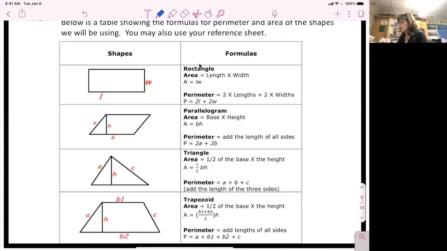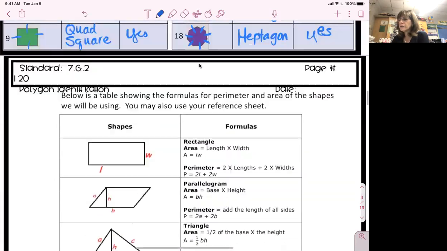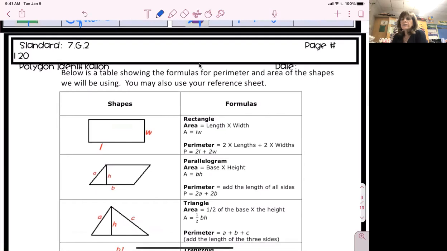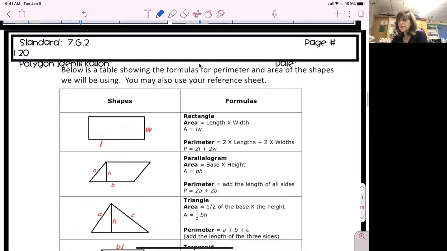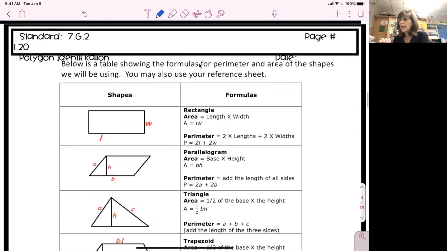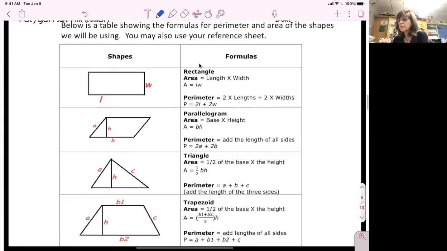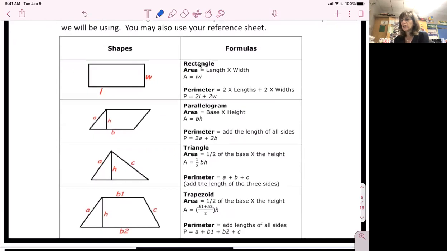So now we're going to move on with our study of polygons, and we're going to talk about finding the area and perimeter of polygons. Somehow this got a little messed up at the top there, but it's page 120. And this is a table. You don't have to write anything on here. It shows you all the different polygons that we are going to study and what the formula is for their area and their perimeter.